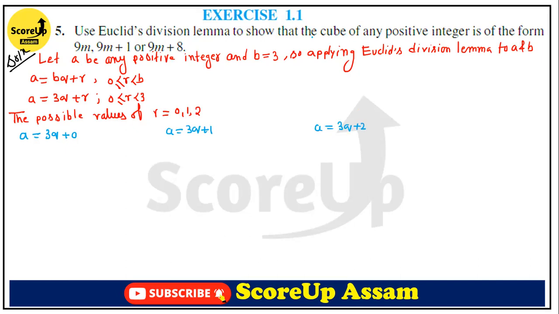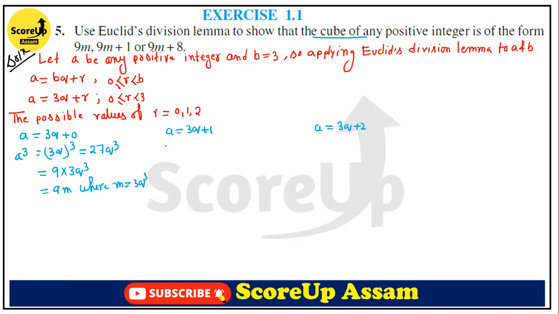And it is said that cube of a, so we should do cube. Now a cube is equal to cube of this positive integer, that's why we are doing cube. a cube is equal to 3q cube, so it is ultimately 27q cube. So we can write it like this: 9 into 3q cube. So here 9 into m, where m is equal to 3q cube.